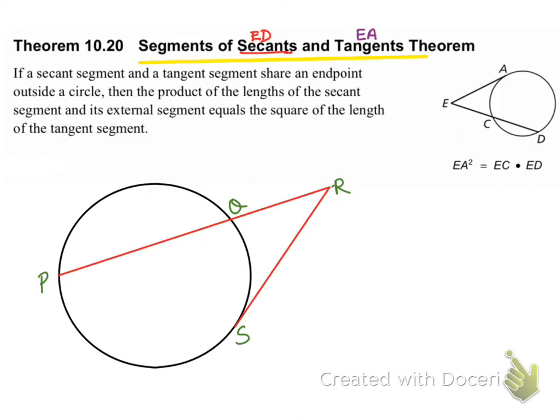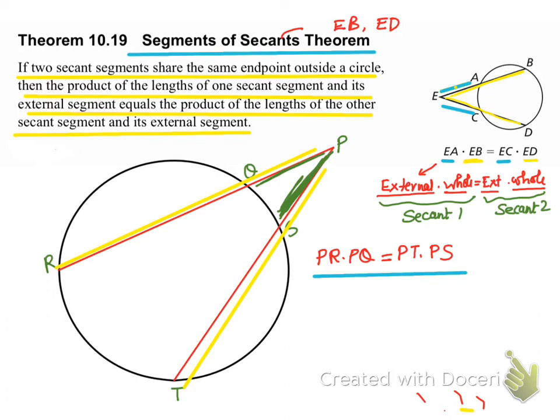All right. So what does it say? It says that if a secant segment and a tangent segment share an endpoint outside the circle, or simply they meet outside the circle, then the product of the lengths of the secant segment and its external segment equals the square of the length of the tangent segment. So it is very much the same as the last one. Like the last one we did, it was part to the whole, or external times whole. It's almost the same way.